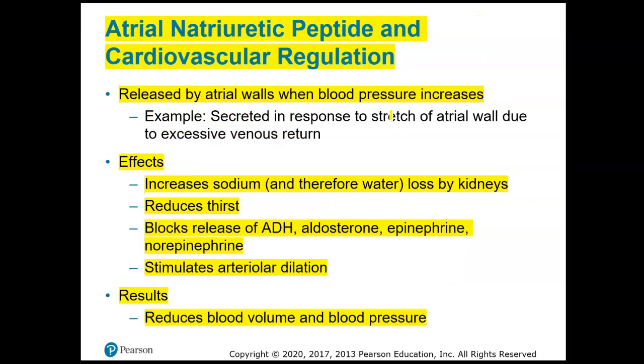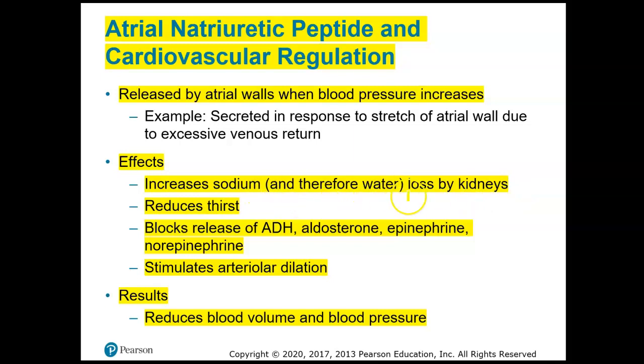ANP is the one that's opposite of all these other hormones we just went over. It's atrial natriuretic peptide. It's released by the atrial walls when blood pressure increases. So the purpose of it is to lower blood pressure. So it will increase sodium loss by the kidneys, and water always follows sodium.